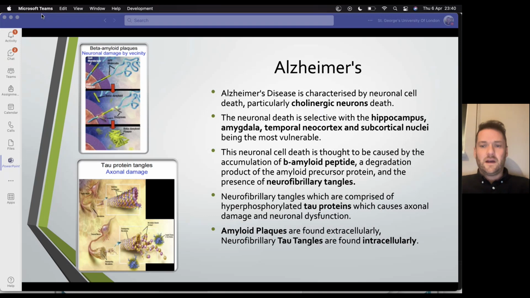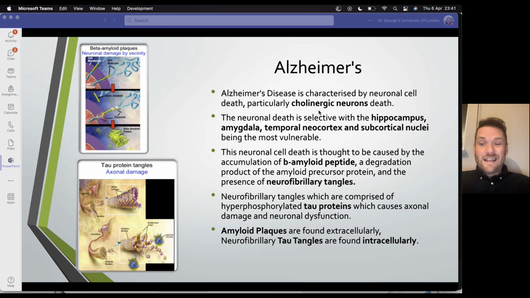So it's characterized by neuronal death, and particularly cholinergic neuron death. That's only important, the cholinergic part, because it will have an effect on the treatment and the pharmacological agents we use. And we'll talk about that later on.